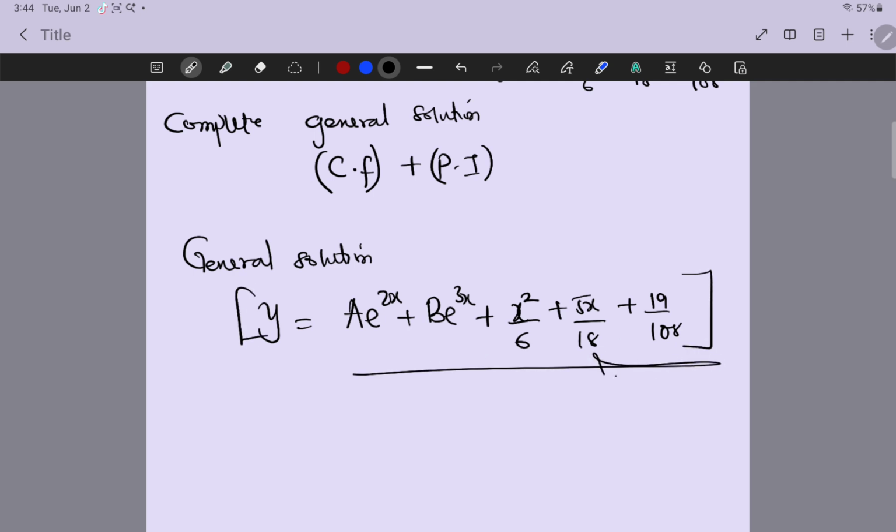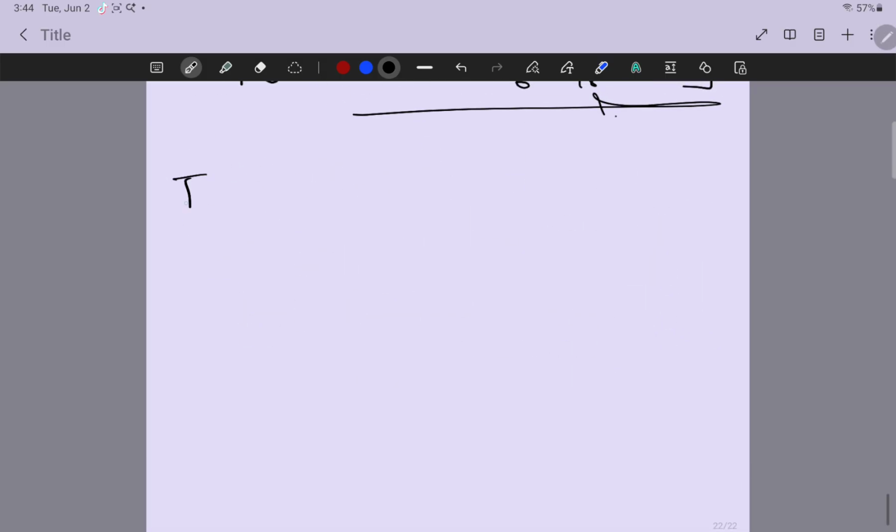This is your final answer. So it's very important that we understand these inhomogeneous equations, so that it doesn't give us problems in the end of the day. Now let's look at a past question. Let's look at the past question quickly.